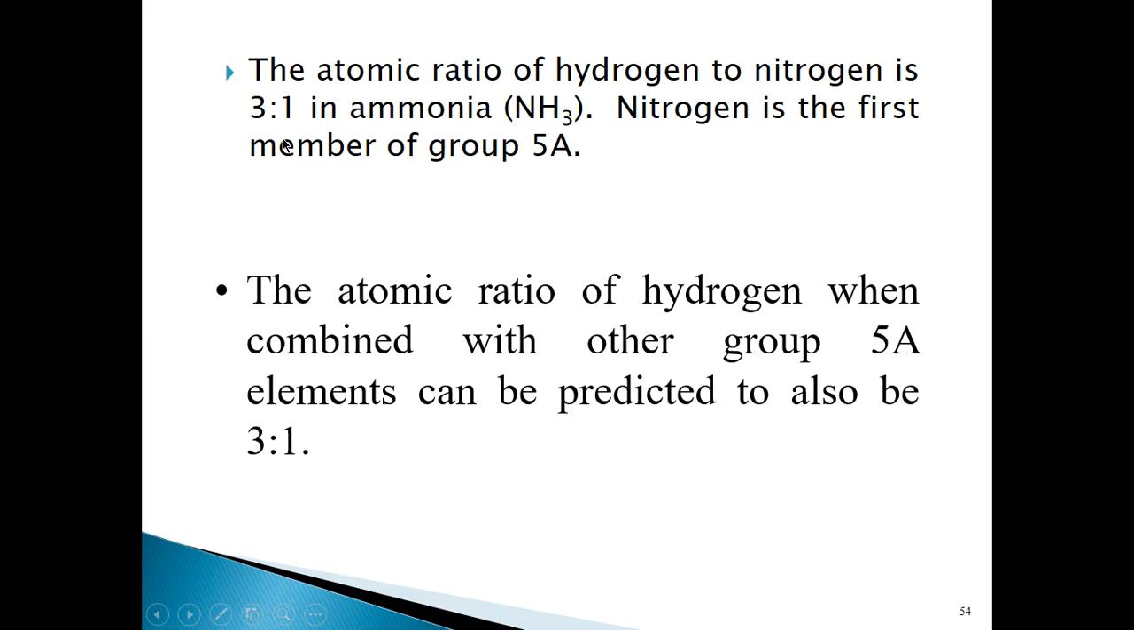Nitrogen forms a compound with hydrogen known as ammonia. The formula is NH3, nitrogen is in group 5A, and what you'll find is that other elements in group 5A form similar types of compounds with hydrogen, as you can see here.